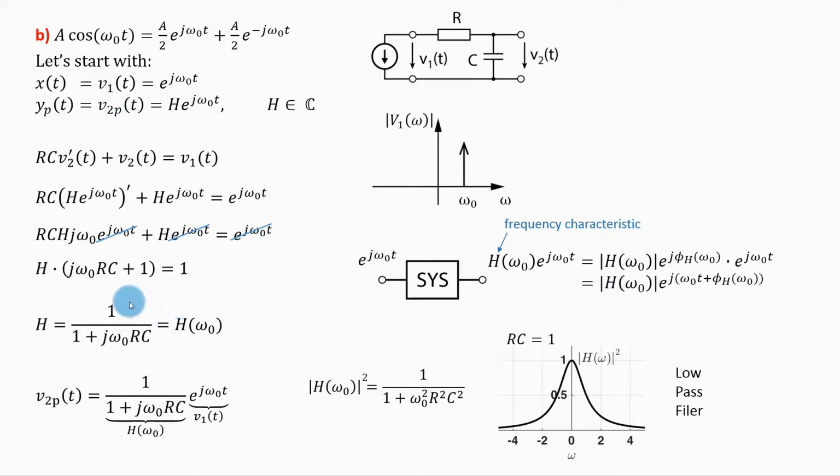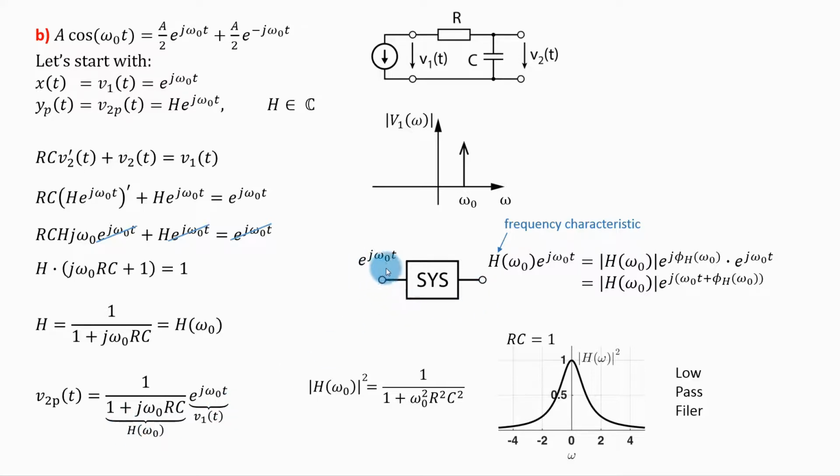And one more thing, this is just a complex number, but you can see that for different frequencies omega naught, I get different complex numbers. Therefore, this is actually a function of omega naught, so I can denote it as h of omega naught. So, I can write that the output of this circuit will be this complex exponential. And this complex exponential will be the same complex exponential that was at the input of the system, but multiplied by this complex number that for different frequencies omega naught I have denoted as h of omega naught.